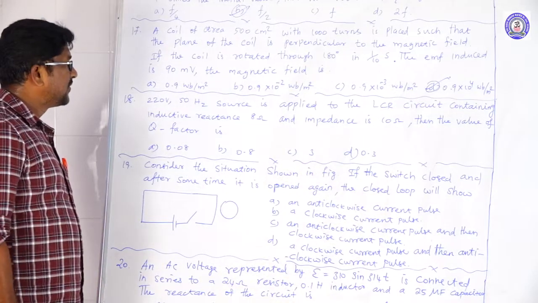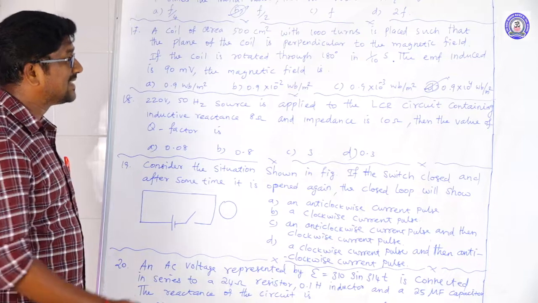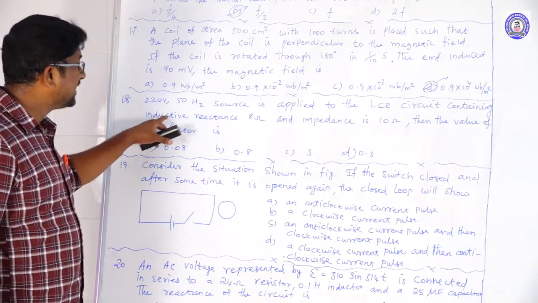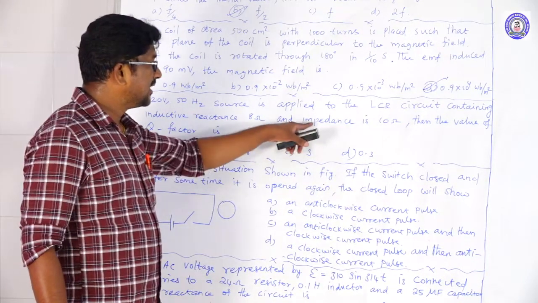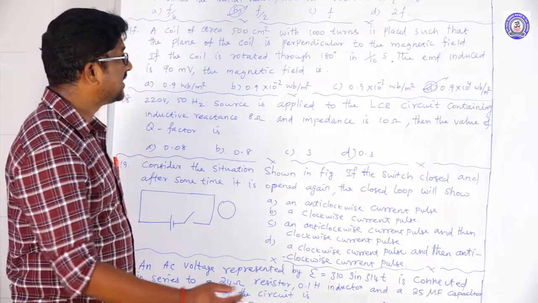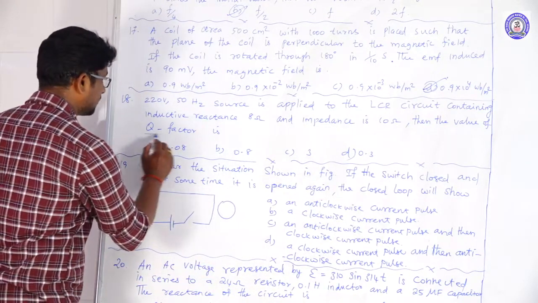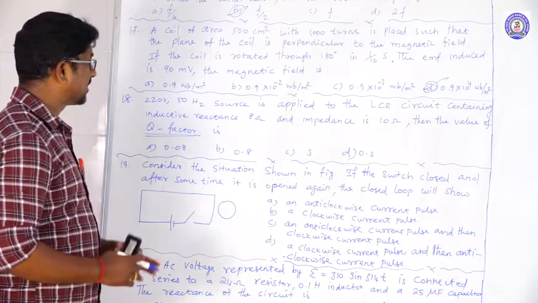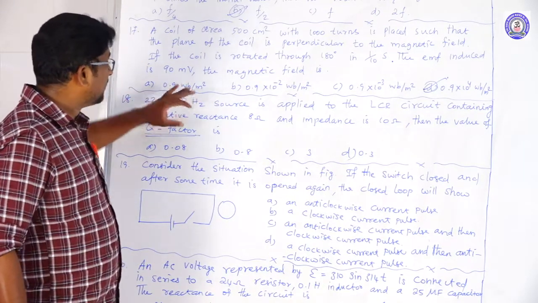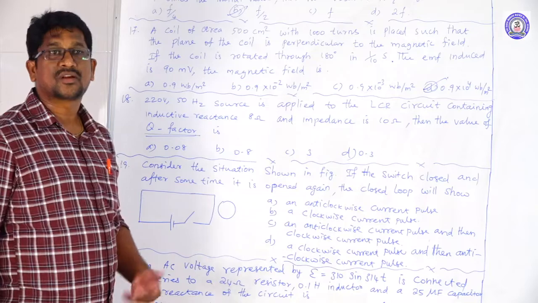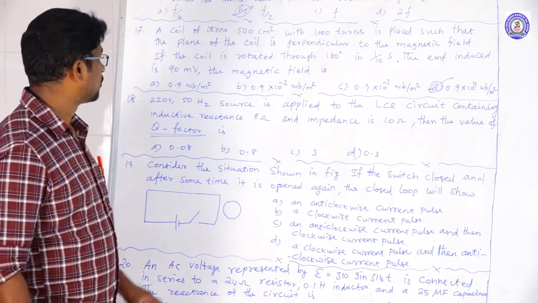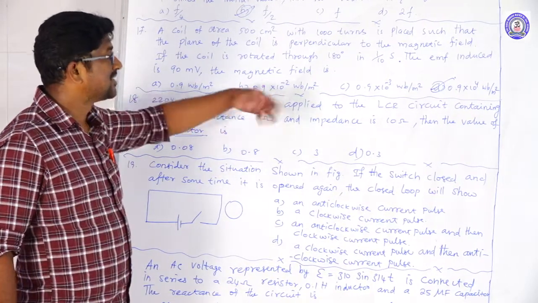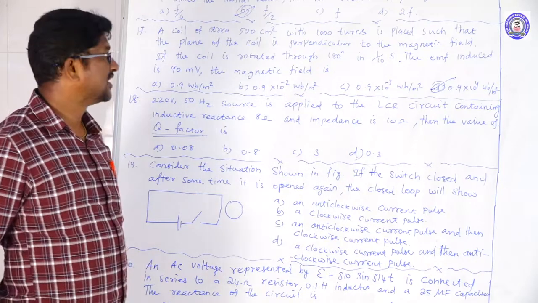A 220 volt, 50 Hz source is applied to the LCR circuit containing inductive reactance 8 ohm, and impedance is 10 ohm. Then the value of quality factor is. First, what is quality factor? Quality factor is a term which is used to measure the sharpness or selectivity of a series resonance circuit. So here the LCR circuit is in resonance condition.